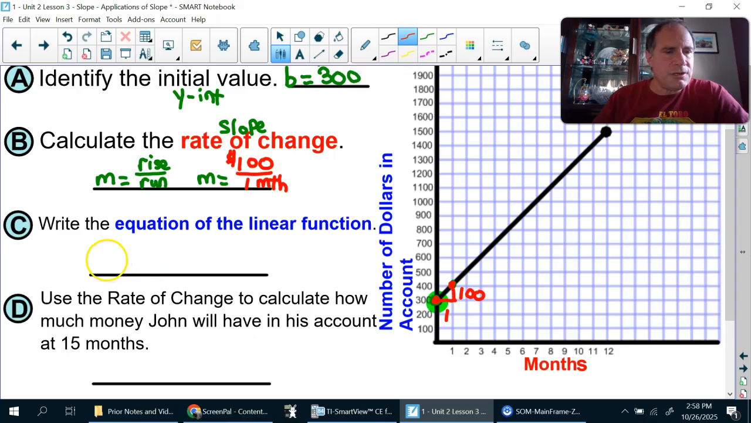So write the equation of the line: y equals 100x plus 300, where 300 is the y-intercept.